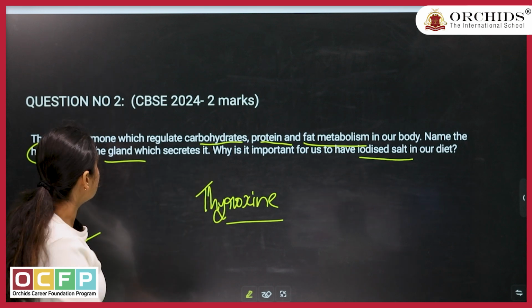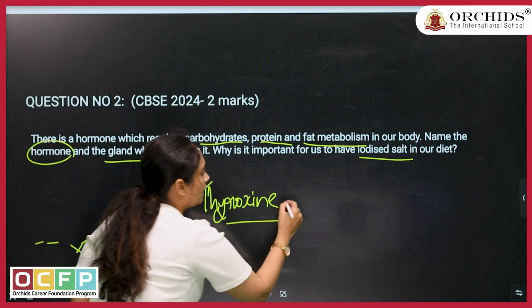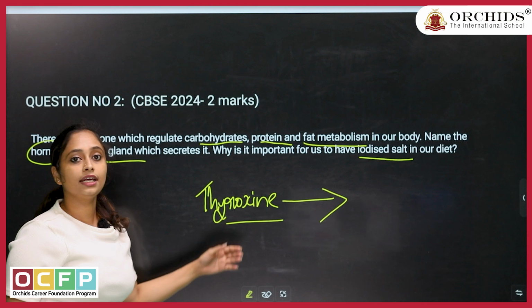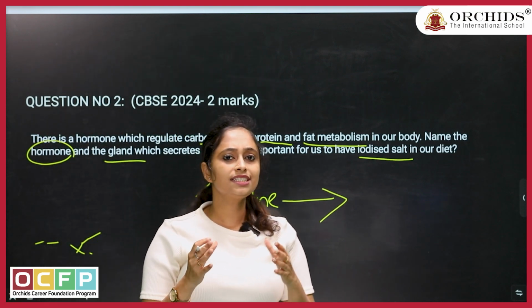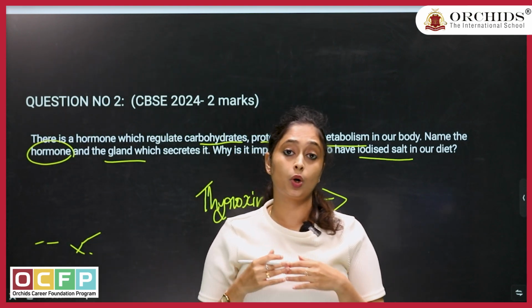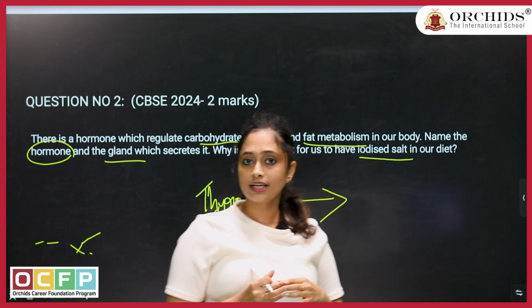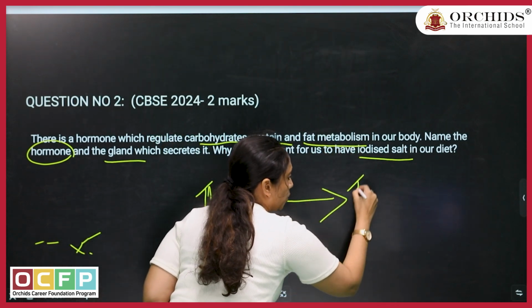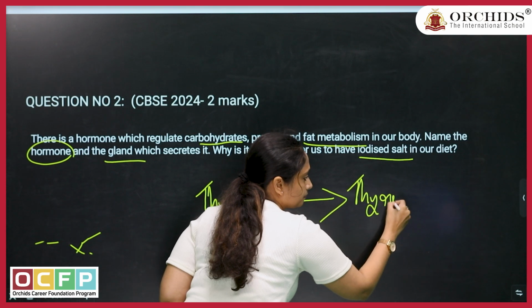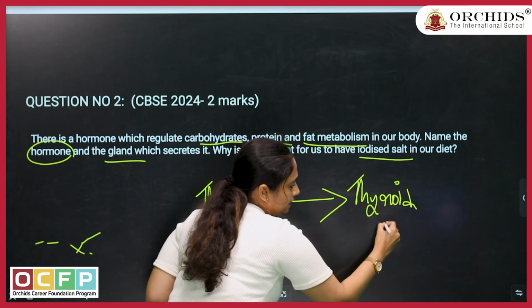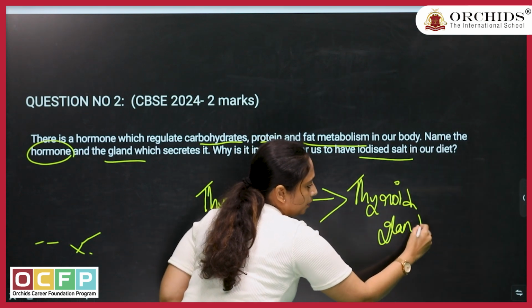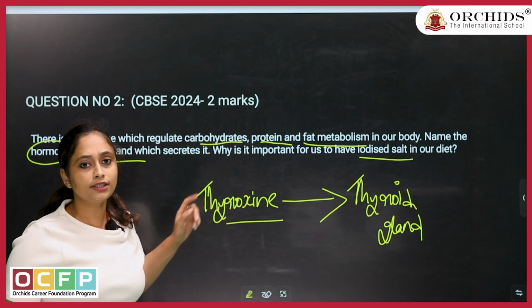Now the second part is the gland. Which gland is secreting this hormone? Thyroxine is secreted from the gland known as the thyroid gland. What is the gland name? It is the thyroid gland. So the gland name is thyroid gland, and the thyroid gland secretes the hormone thyroxine.